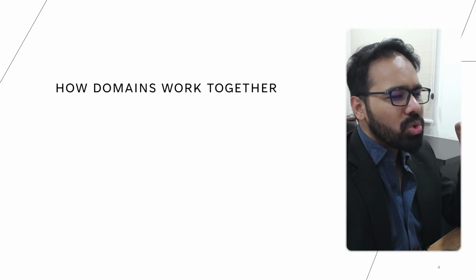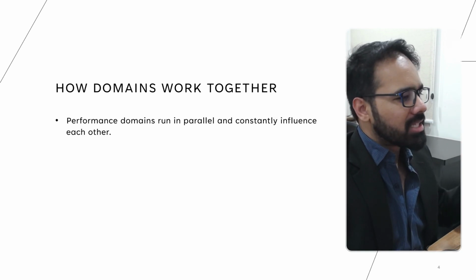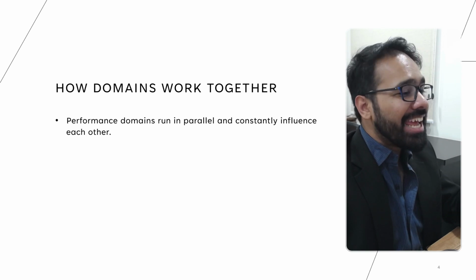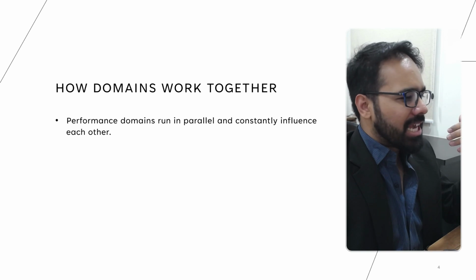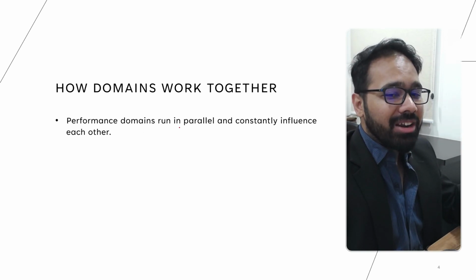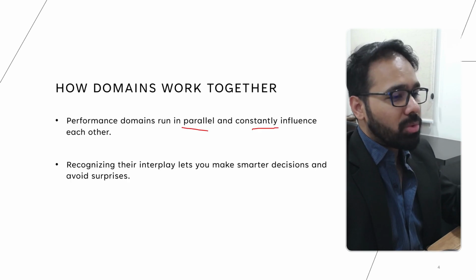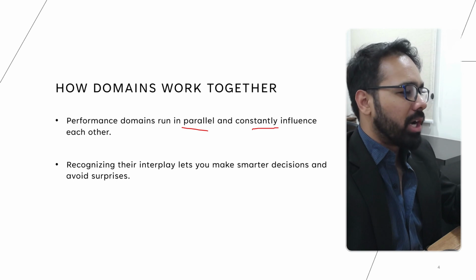All right. So, how do these domains work together? You can think of domains as a band playing live. You don't wait for the drummer to finish before the guitarist starts riffing, right? They all perform together. Sometimes they can be out of sync. Sometimes they could be improvising as well. But the fact is, performance domains run in parallel and they constantly influence each other. Something that we should be aware of. You have to recognize the interplay that lets you make smarter decisions and avoid surprises.